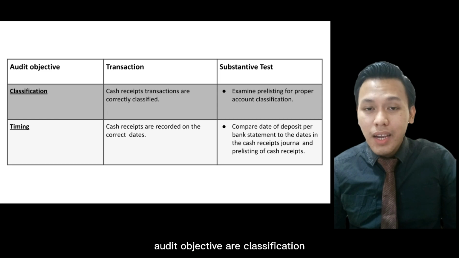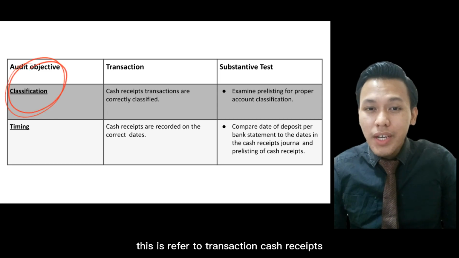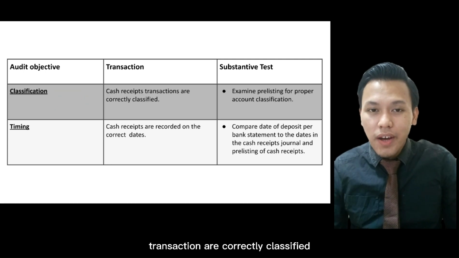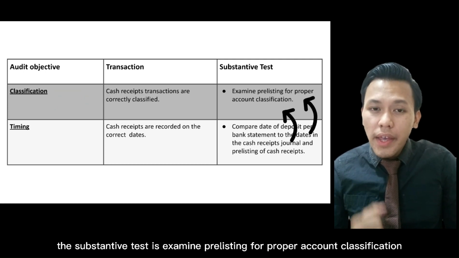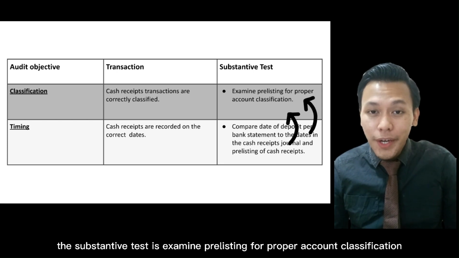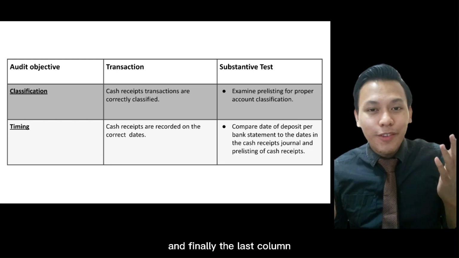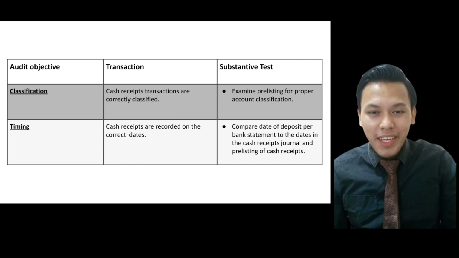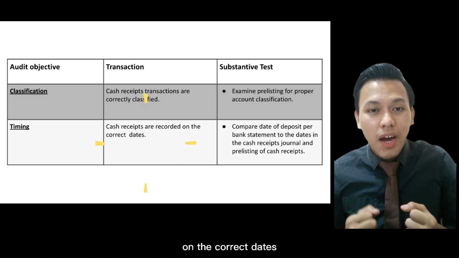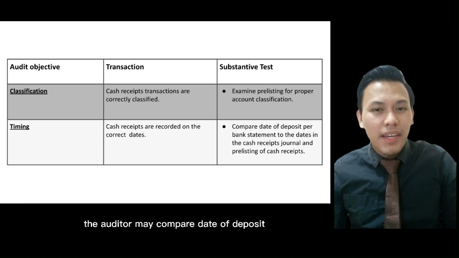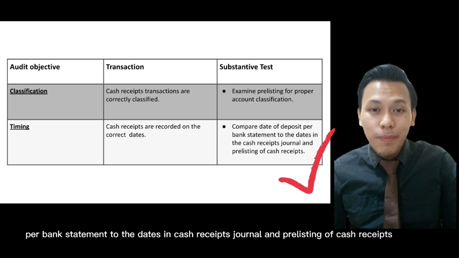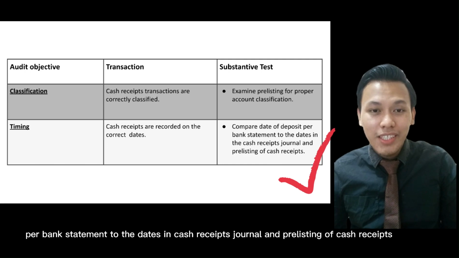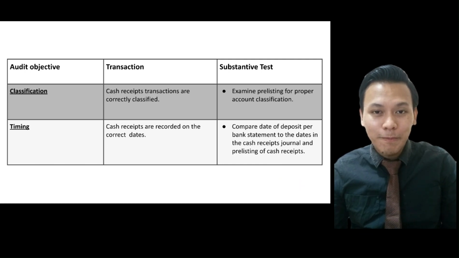The audit objective is classification. This refers to the transaction that cash is received. Transactions are correctly classified. The substantive test is to examine the pre-listing for proper account classification. Finally, the last column on the slide refers to the timing. The transactions of cash receipts are recorded on the correct date. The auditor may compare the date of deposit per bank statement to the date in the cash receipts journal and pre-listing of cash receipts for the substantive test.